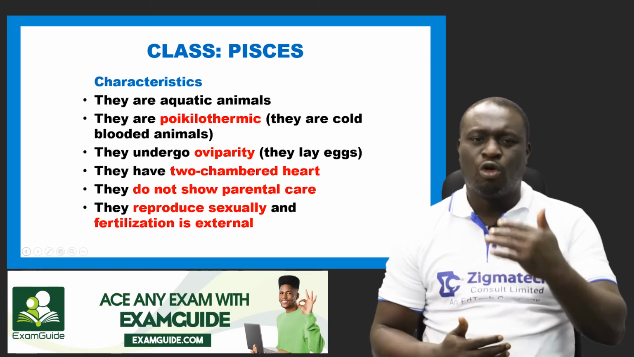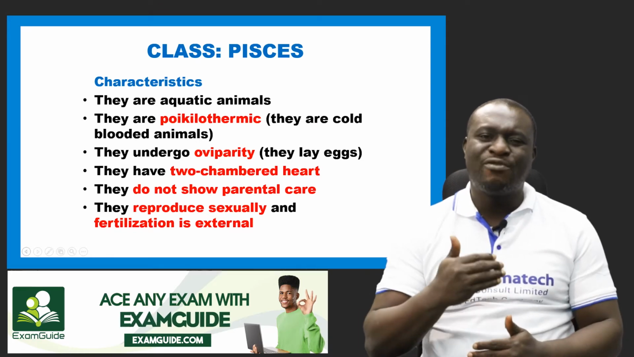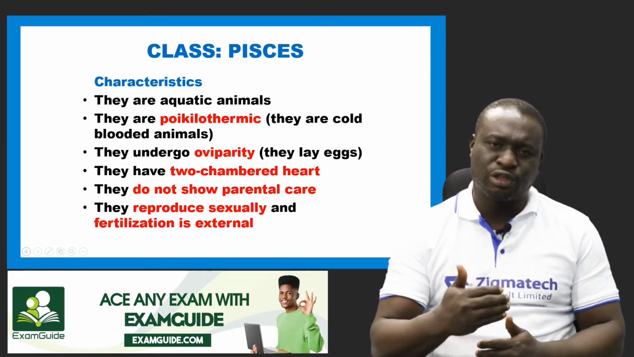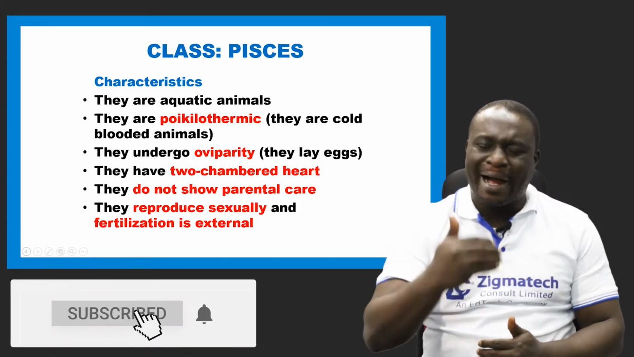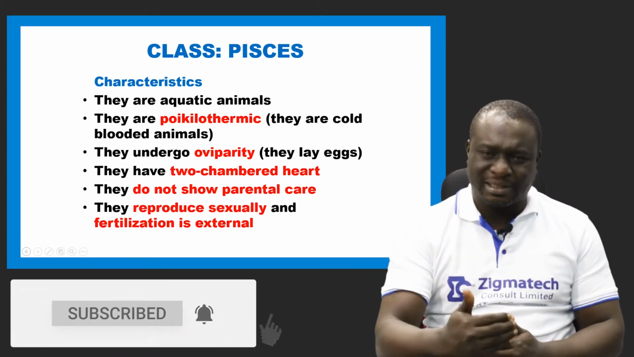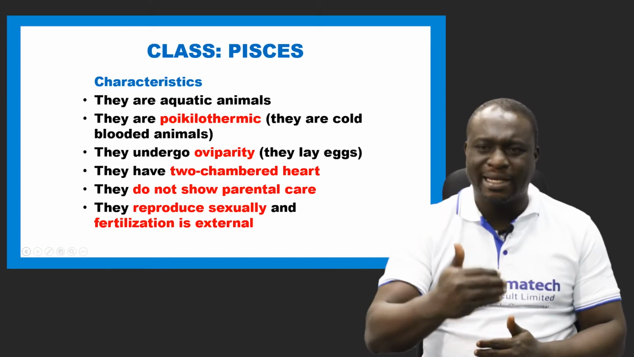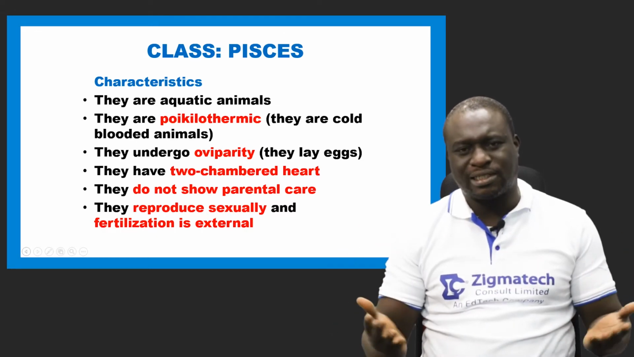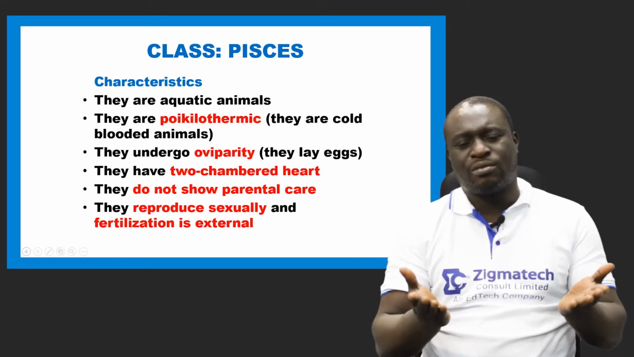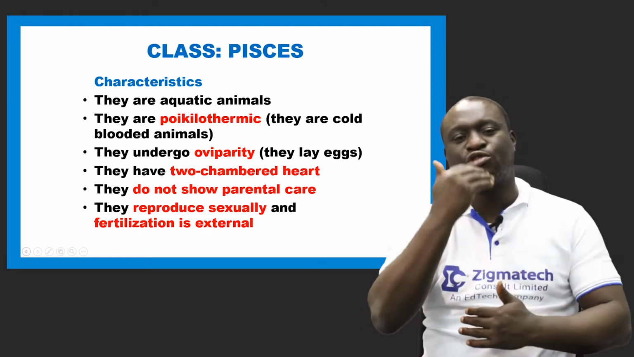I repeat, oviparity can be seen as a process by which living organisms reproduce or give rise to new individuals after their kind by laying eggs. They don't give birth to their young ones alive. They lay eggs, and from the egg stage, the eggs start hatching and develop and give rise to a new individual.